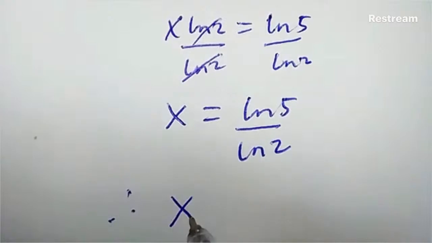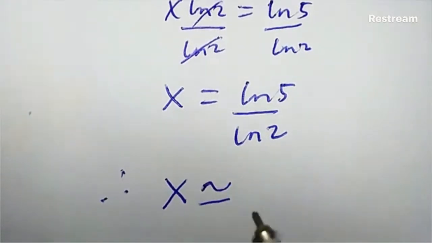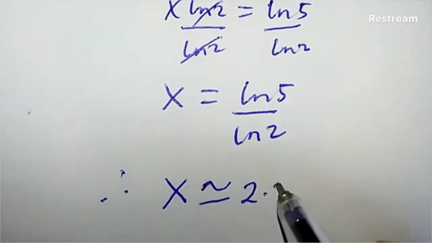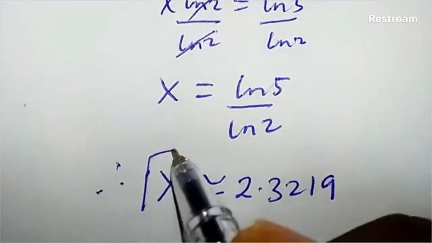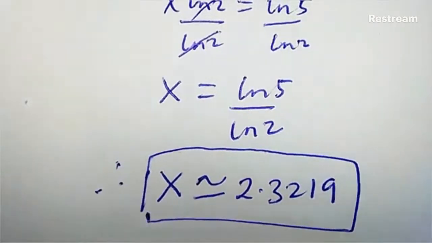Therefore, x is approximately equal to 2.3219. If you plug this into your calculator, this is the required value of x for this exponential equation.